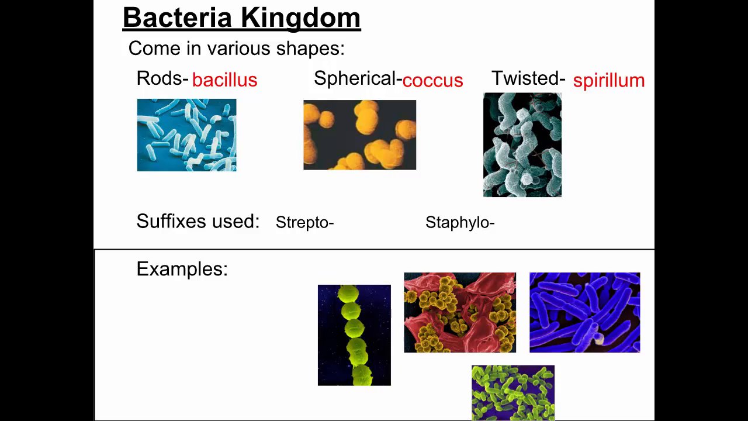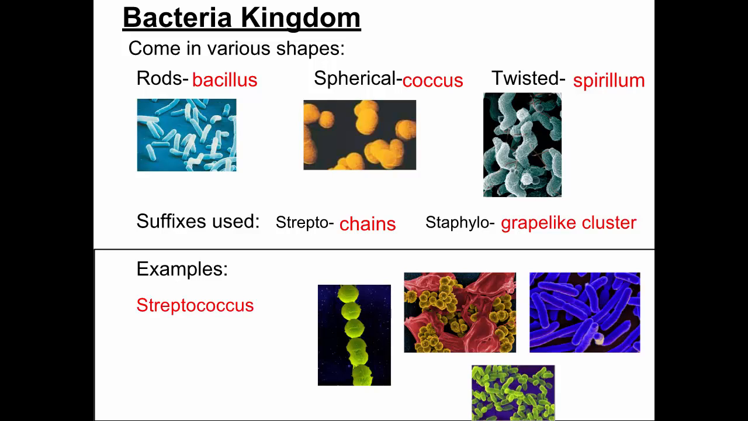And then there's some prefixes we sometimes use. Strepto means that the bacteria form chains, sort of linear chains. Staphylo means they form clusters. And so that's where some of the names of these bacteria that we've heard of come from.